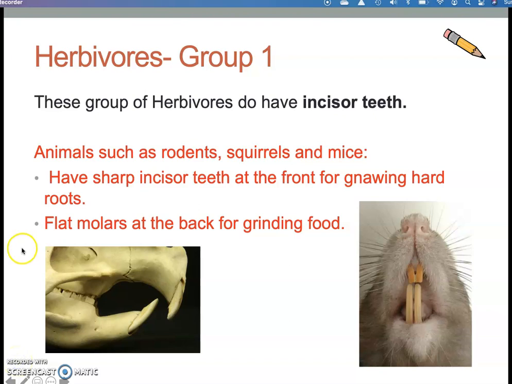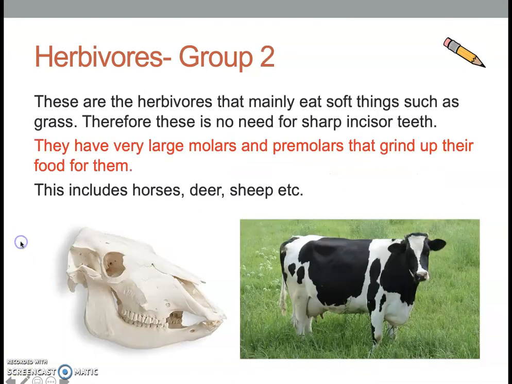It's now time to move on to Group 2. So Group 2, as mentioned previously, are those that are animals like horses, deer and sheep. These are the herbivores that mainly eat soft things such as grass. Therefore, there is no need for sharp incisor teeth. They have very large molars and premolars that grind up their food for them.